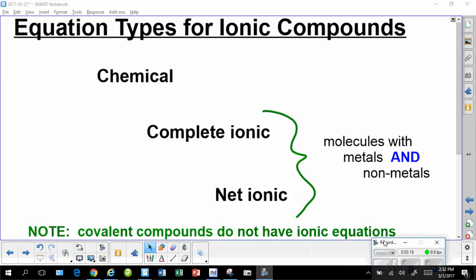So what we're looking at right now that's new for today is this: chemical equations are what we've been using for everything. What we've never done is complete ionic equations and net ionic equations. And what makes them different is that they require that you have a metal and a non-metal making ionic compounds. That's why they get the name ionic. But the ionic equations are different than just a chemical equation. Okay? We've used chemical, but we've never done complete or net ionic.